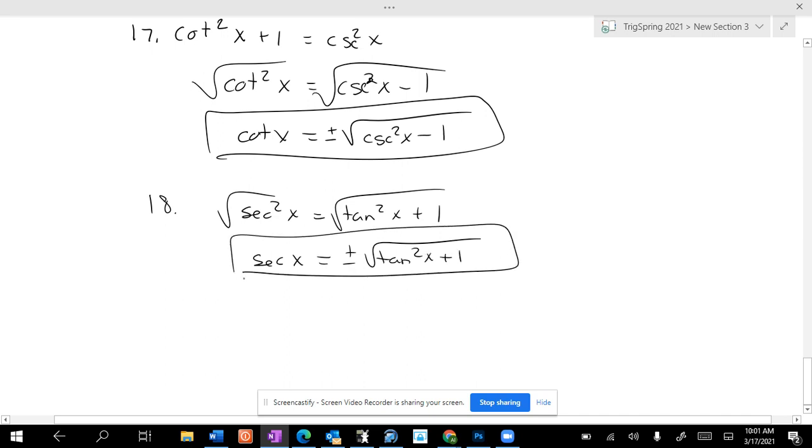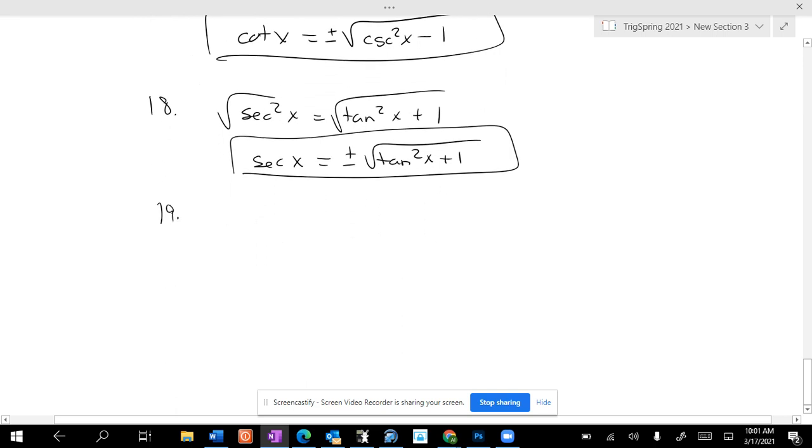And I'm done. So the first two were easy peasy lemon squeezy. Number 19: sine of x in terms of cotangent of x. Now, is there a Pythagorean identity with both sine and cotangent in? No. What's the Pythagorean identity with cotangent? Cosecant. Now, can I turn sine into cosecant? Yes. So, I know that cosecant squared of x equals cotangent squared of x plus 1, correct?